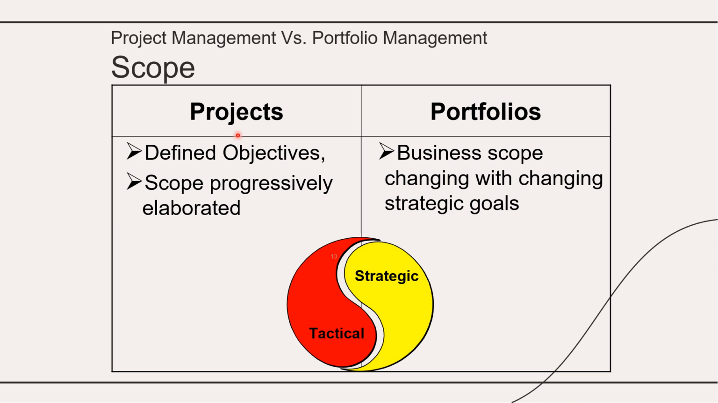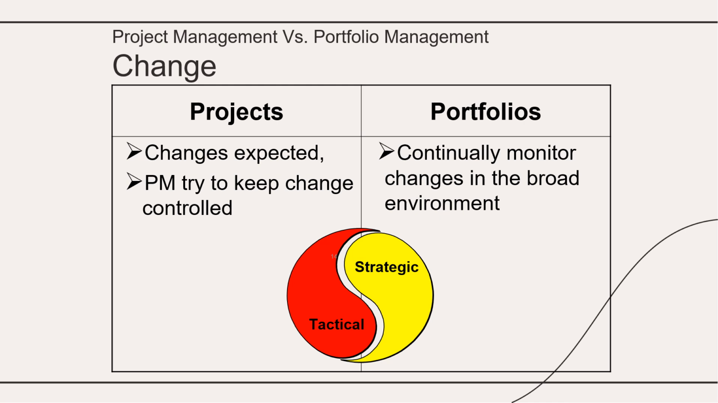Scope-wise, let us dissect one at a time. Projects will have a definite or defined objective, and as you progress, the scope is getting elaborated, with things getting clearer and visible. Whereas in portfolios, business scope is changing with the changing strategic goals. It is a dynamic marketing environment, and that is where it gets evolved altogether. Now, under change, what happens with projects? Project changes are expected. Project managers will try to keep the change as much within control as possible. Whereas in portfolio, continuous monitoring of changes in the broad environment happens on an as-needed basis.